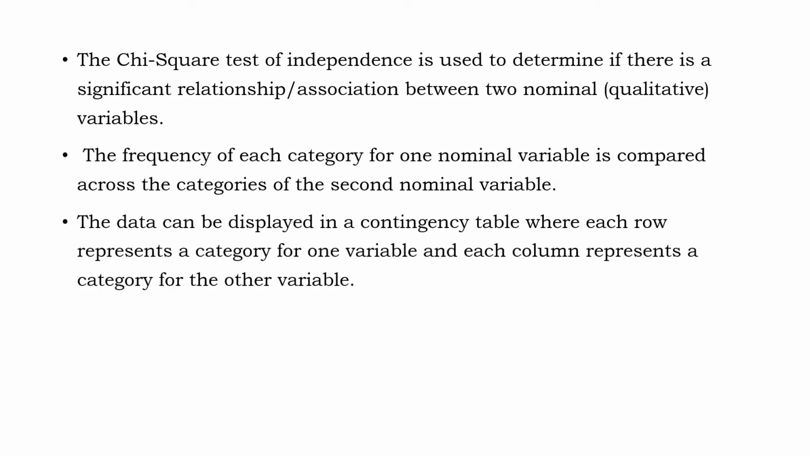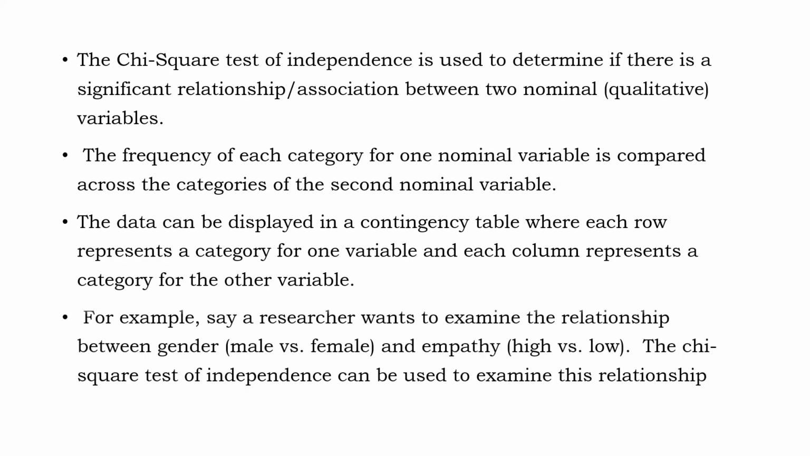The data can be displayed in a contingency table where each row represents a category for one variable and each column represents a category for the other variable. So in testing the independence of attributes in a chi-square test, the data will be presented to you in the form of a contingency table. If you are dealing with two attributes, then it will be a 2 into 2 contingency table.